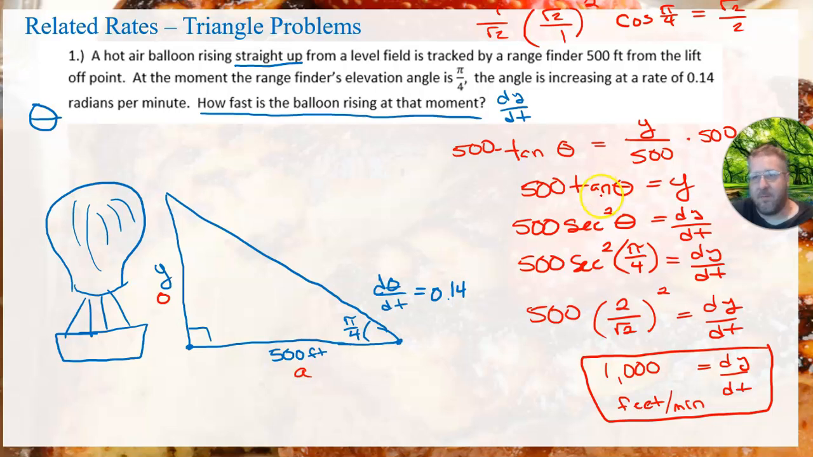500 times derivative of tangent, you should know by now, is secant squared. So there's your secant squared of theta. Since I know, I'm going to start plugging in the values I know. Once I've differentiated, don't start plugging in until you have differentiated. So now, once I've done that, I'm going to plug in my pi/4 for the angle measure. And it's just a matter of solving the work here.